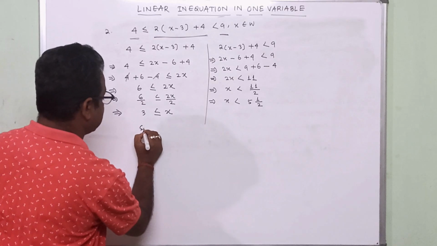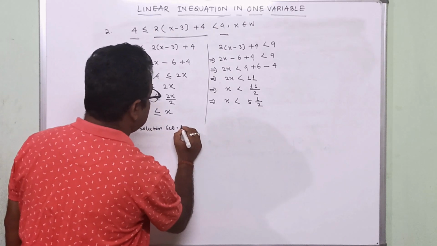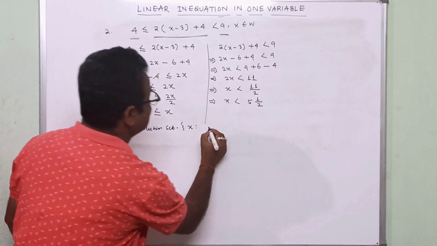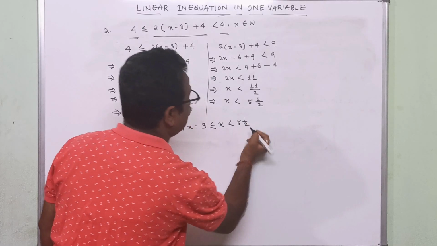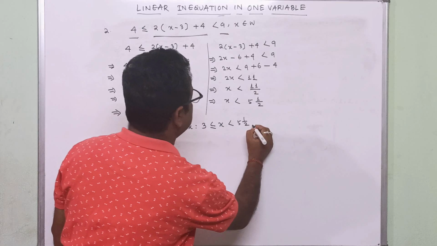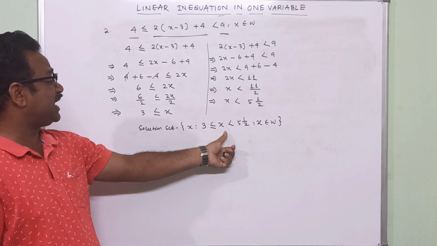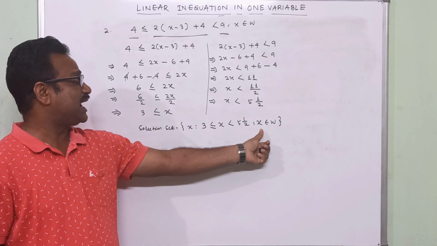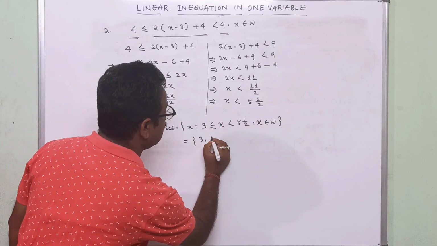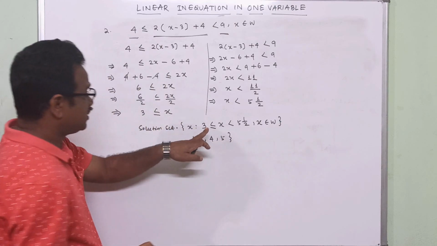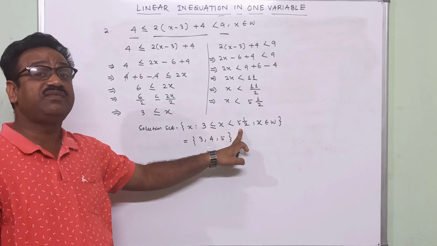Now the solution set. It is better to write the solution set in this format: 3 less than or equal to x less than 5 whole 1 by 2, comma, x an element of W. That is equal to 3, 4, 5, because 3 is included as less than or equal to 3, and 4 and 5 will be there because x is less than 5 whole 1 by 2.